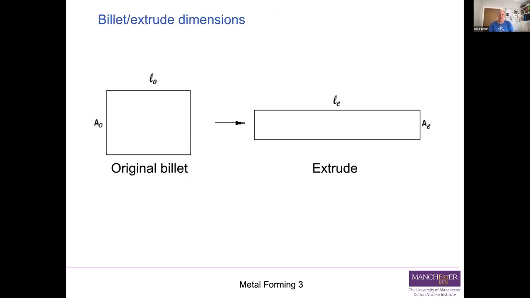The other thing to start thinking about at the beginning is how the dimensions of the original billet relate to the dimensions of the component that you extrude out. And the key thing here is conservation of volume. So you'll start out with a billet that has a cross-sectional area A0 and a length L. Typically, this will be a cylinder that you've stuck into a chamber and it's being pushed out by a punch. Then you'll have an extrude, which has a cross-sectional area AE, which of course can be quite a complex shape, but let's just deal with the cross-sectional area. And that has a length LE.